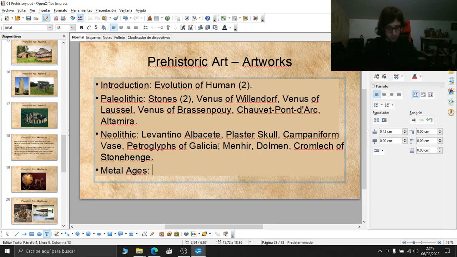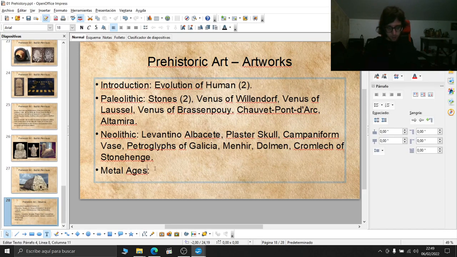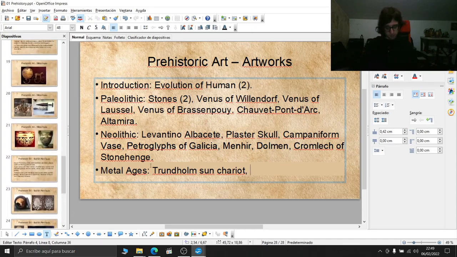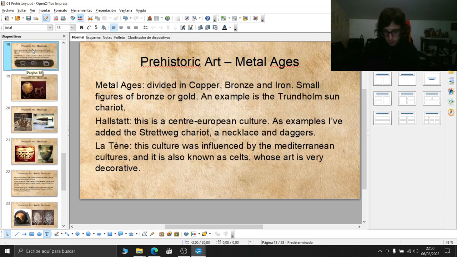Metal Ages. Rundholm. Tunform, Tunchariot, what more? The Strettweg Chariot, Hallstatt Daggers, and Finny, Gossets. Two. I have with them. Yes.